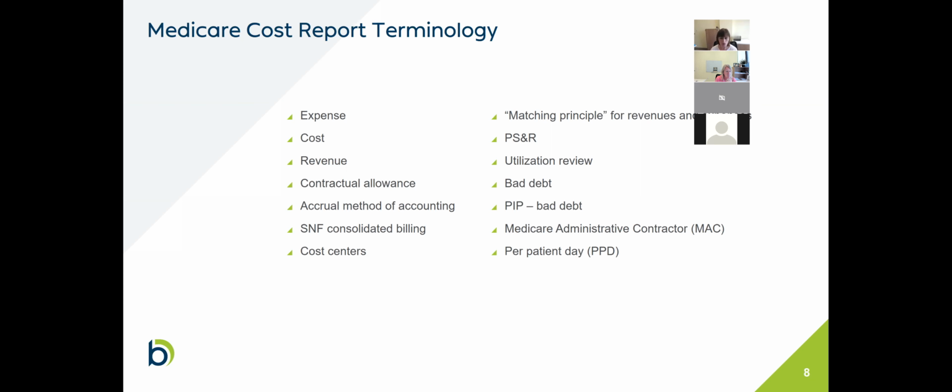Bad debts are also reimbursable, and we should mention here there was a lot of confusion in the past year about what goes into Medicare bad debts. Bad debts that we can report for reimbursement are only those related to Medicare A or Medicare B uncollected deductibles or co-pays. You cannot include any costs, any uncollected co-pays related to Medicare Advantage or any other insurance.